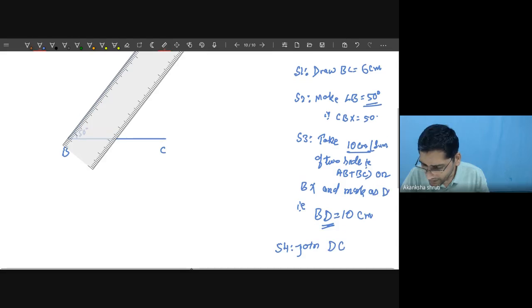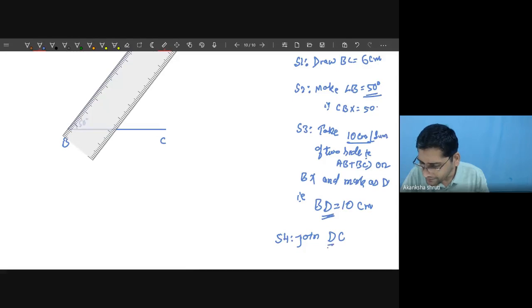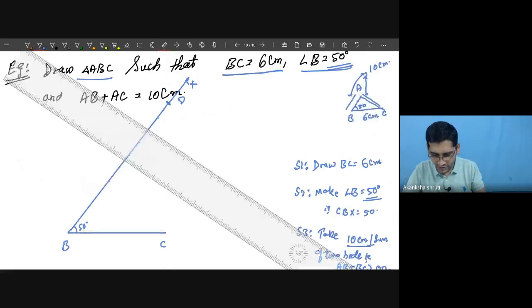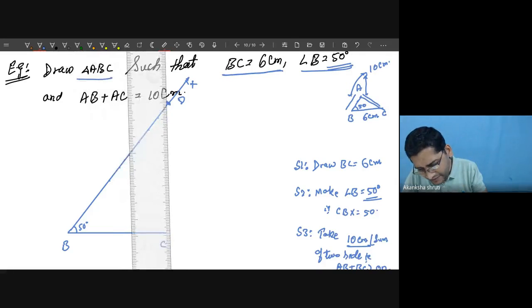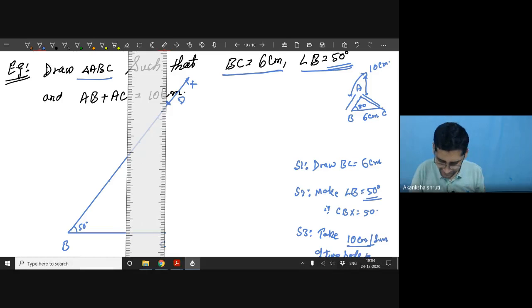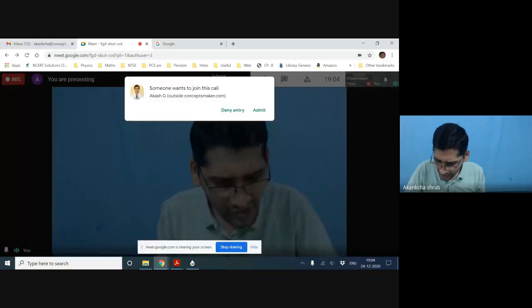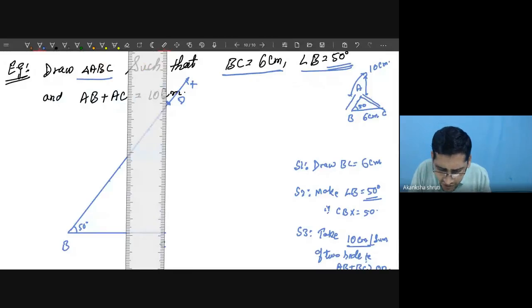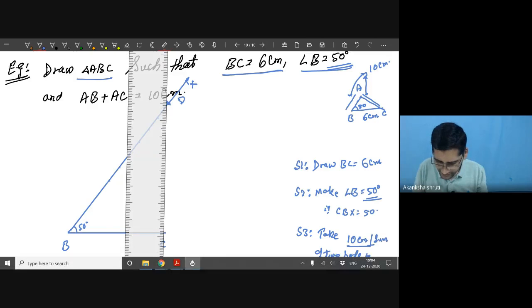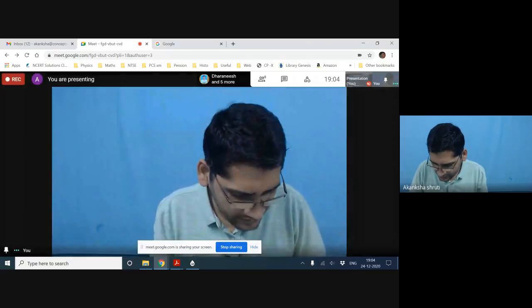Then you have to join D to C. Keep in mind this D is at 10 centimeter on BX. So just rotate it, student, and mark this. Means join D to C. So this is our DC. You have to join it by a diffused line or dashed line. So be careful for joining. Use the diffused line.